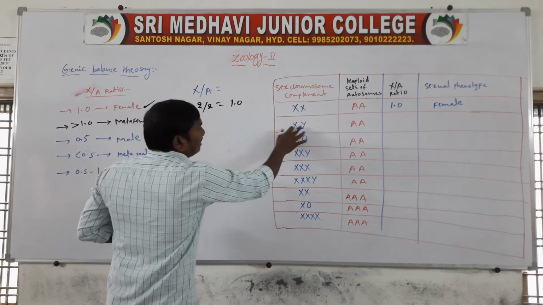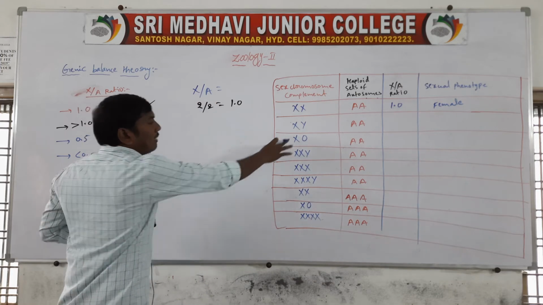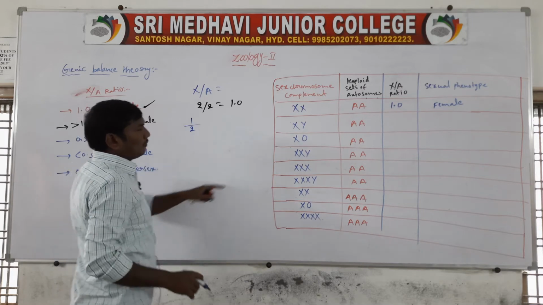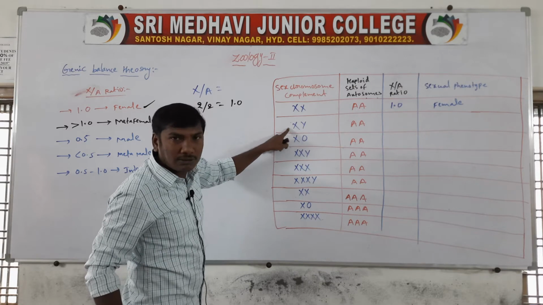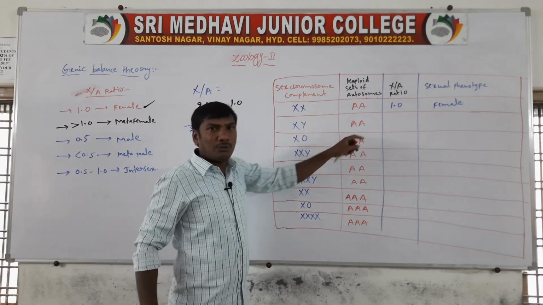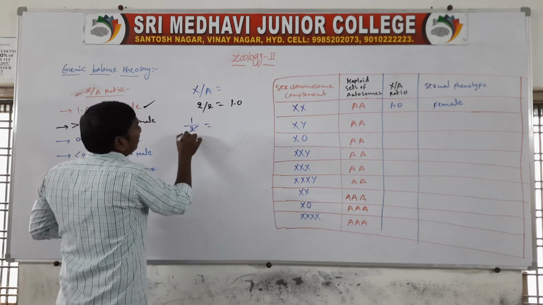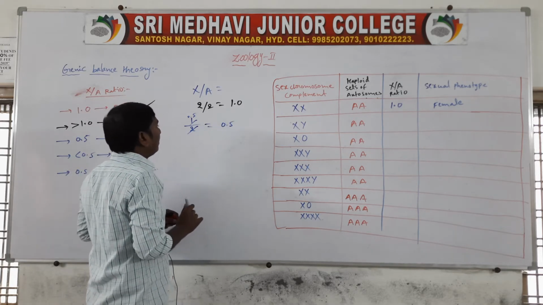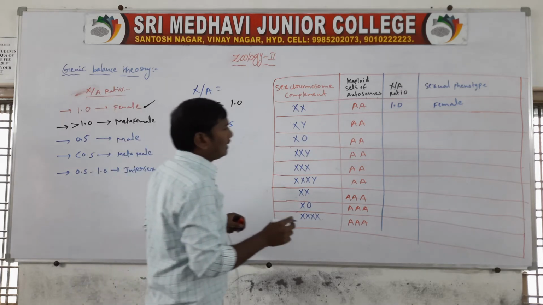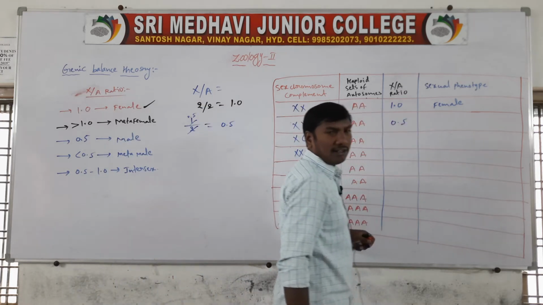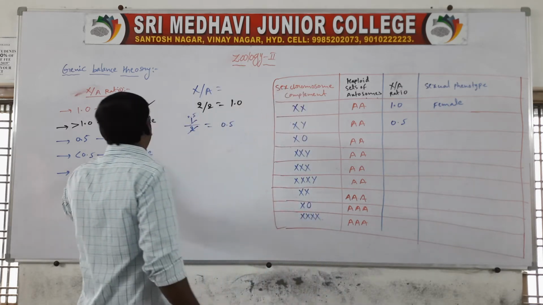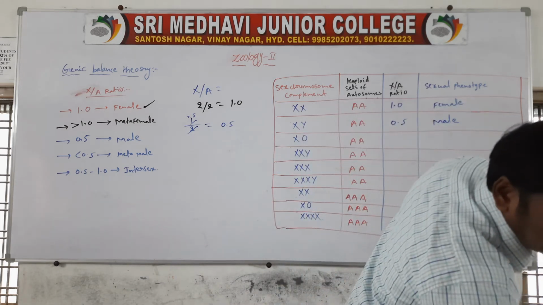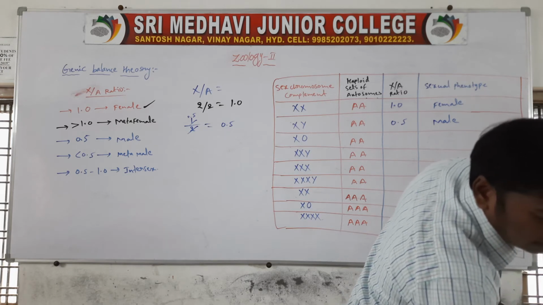Next, XY: the number of X chromosomes is only one, and the number of sets of autosomes is 2. So 1 by 2 is equal to 0.5. The ratio 0.5 is called male.